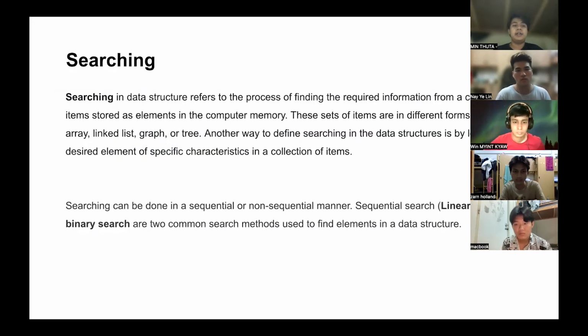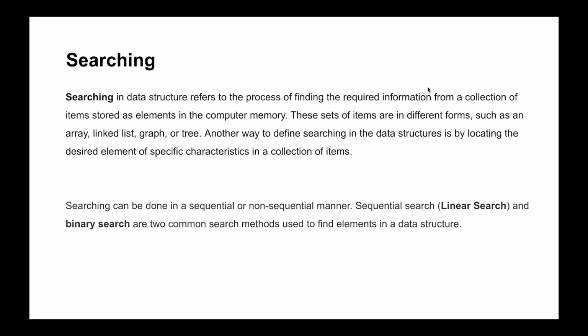Searching is a data structure operation that refers to the process of finding. Another way to define searching is finding a desired element with specific characteristics in a collection or list. Searching can be done sequentially or non-sequentially. Sequential search is called linear search, and the other is binary search. These are the two common search methods used to find an element in a data structure.